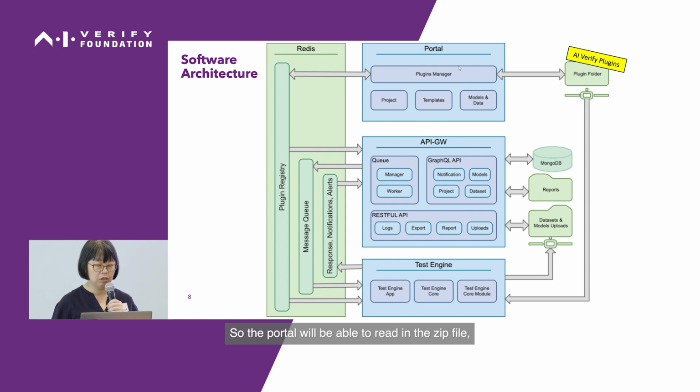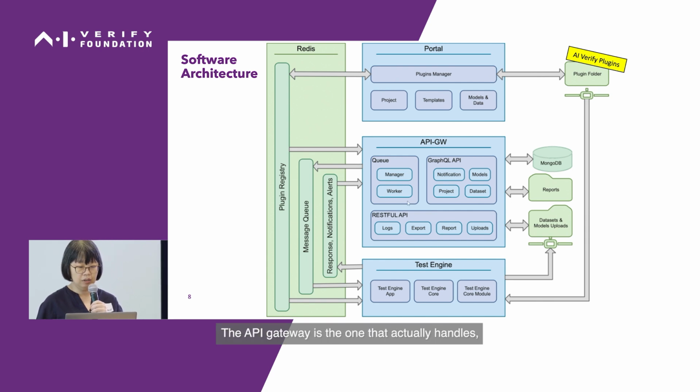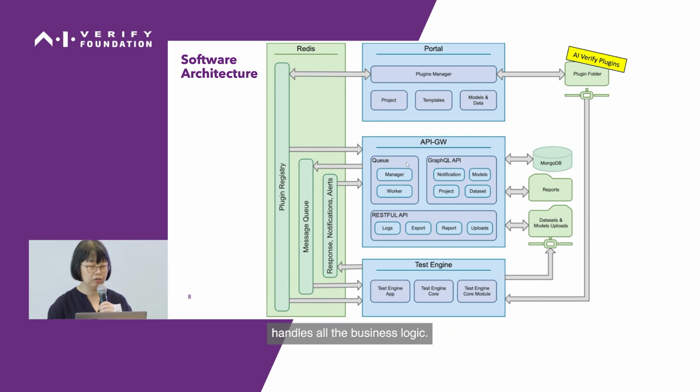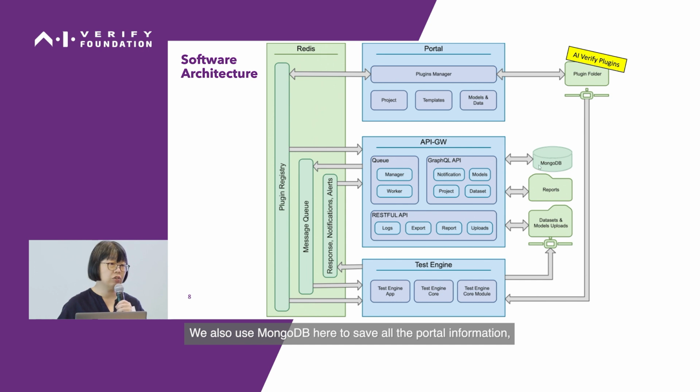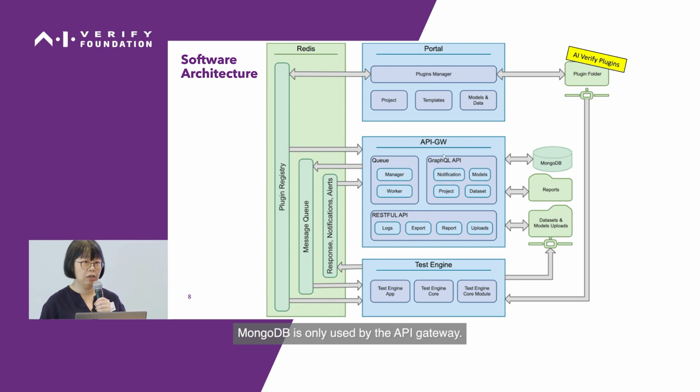So the portal will be able to read in the zip file, extract it, and save the plugins under the plugin folder. The API gateway is a middleware that actually handles all the business logic. We also use MongoDB here to save all the portal information, like the projects and even the templates, which are all currently stored in MongoDB. MongoDB is only used by the API gateway.